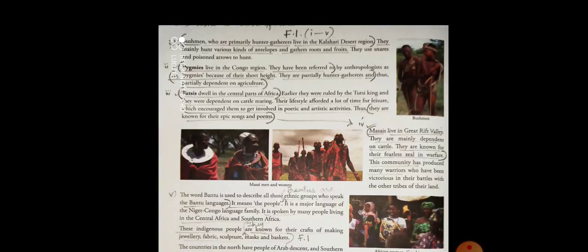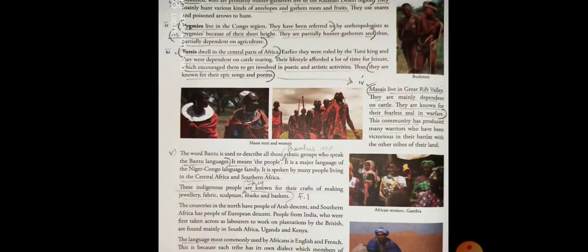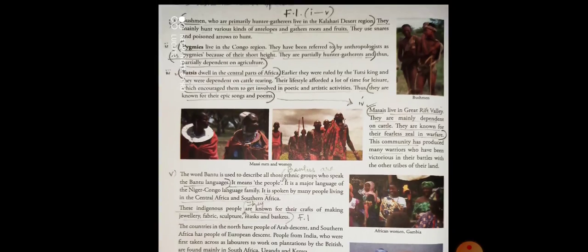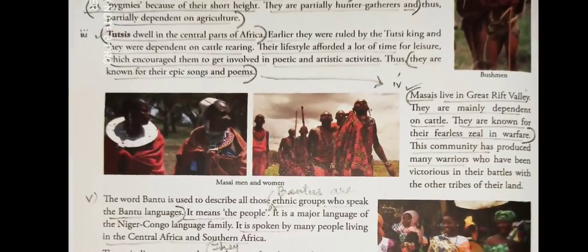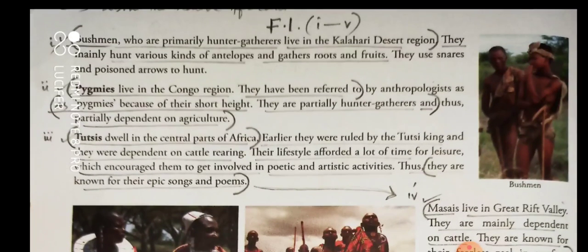Now let us study the native Africans. Bushmen. They are primarily hunter-gatherers living in the Kalahari desert region. They are mainly hunters and gatherers as they hunt various kinds of antelopes and they gather roots and fruits.